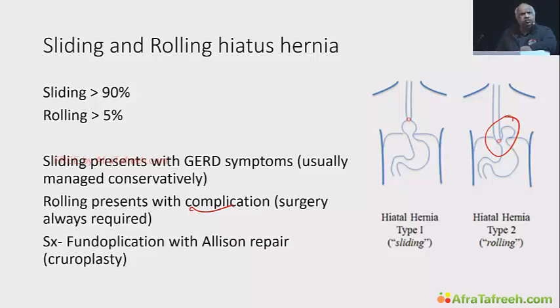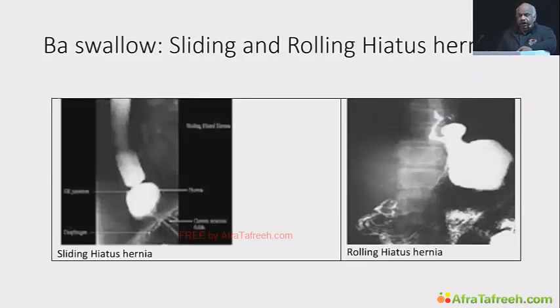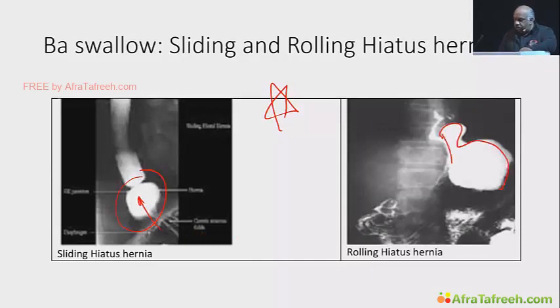I'll show you the image of fundoplication later on. So fundoplication and Allison repair. Okay? This is what we do. This X-ray I will keep in the red zone. This is important. Sliding is where the GE junction has gone up, and rolling is where the stomach pouch has gone up. So this X-ray definitely can become an MCQ.